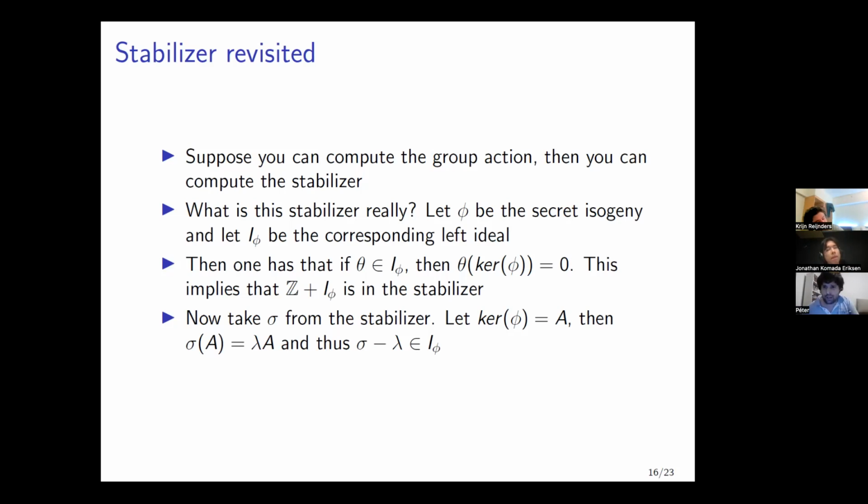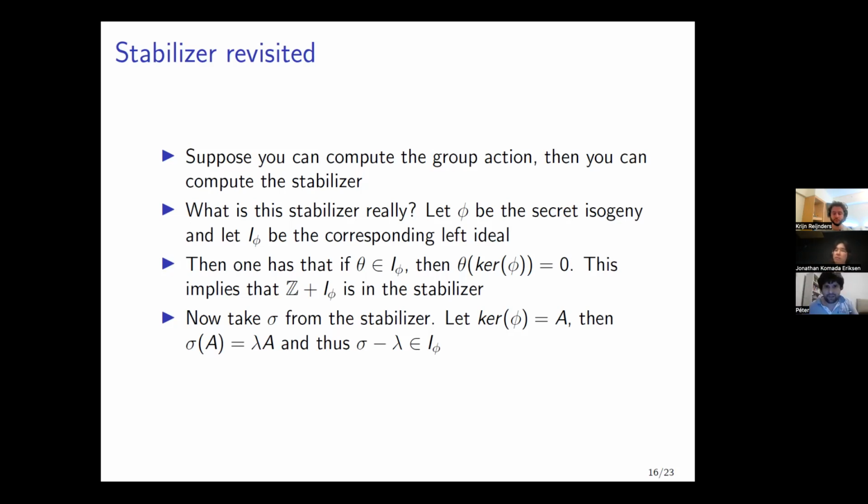So okay, all the elements of the form Z plus I phi will stabilize the kernel of phi. But is this everything? It is indeed everything, because take an element that stabilizes the kernel of phi. Let the kernel of phi be generated by A. That means that sigma A is lambda times A. And that means that if you take the endomorphism sigma minus lambda, that's in I phi. Which exactly means that sigma is in Z plus I phi.